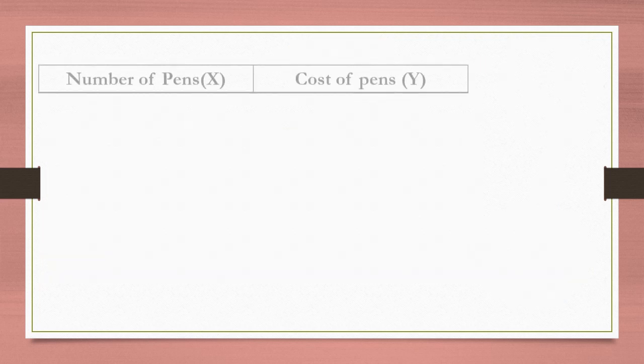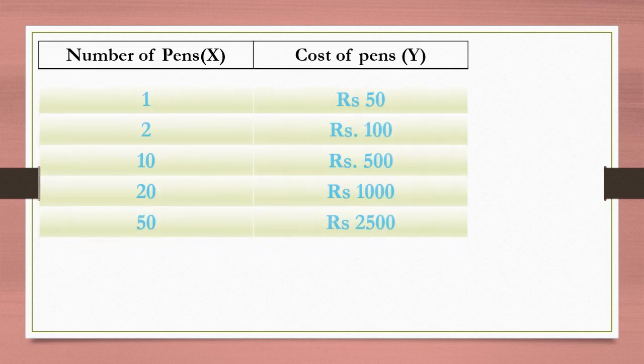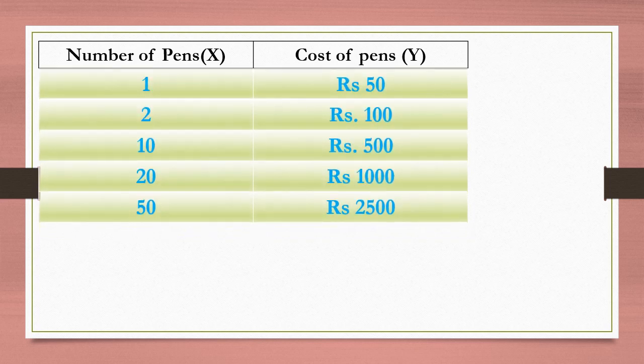See children, the table again. How Sam has calculated. 1 pen, rupees 50. So 2 pens, 2 into 50, 100. 10 pens, 50 into 10, 500. 20 pens, 50 into 20, 1000. And 50 pens, 50 into 50, 2500.